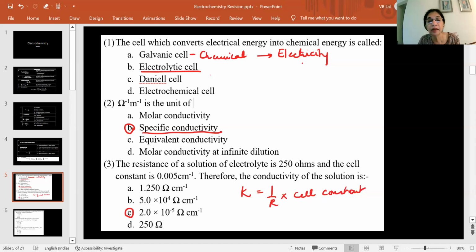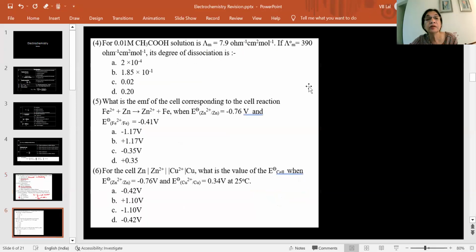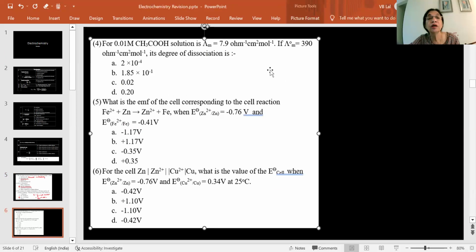So, kappa is equal to 1 by R, resistance is given, 1 by 250 into 0.005. So that comes to 2 into 10 raised to minus 5 ohm per centimeter. Okay, very good. Then for the next question.